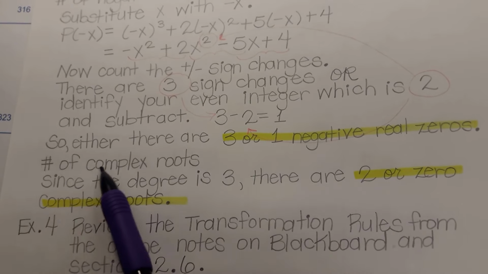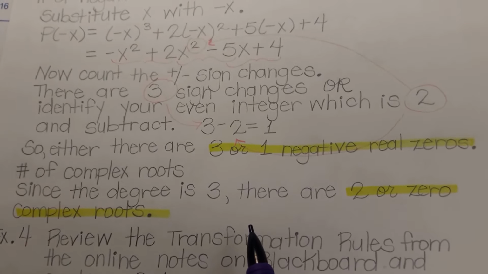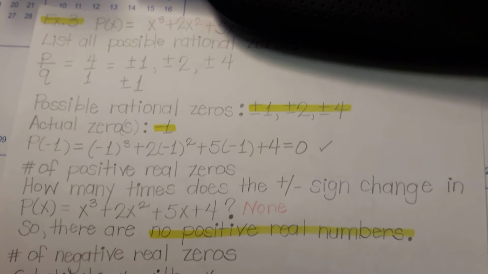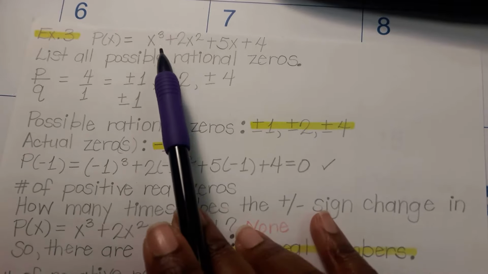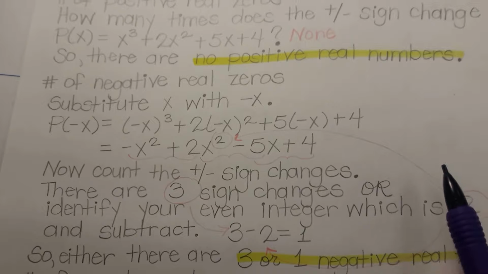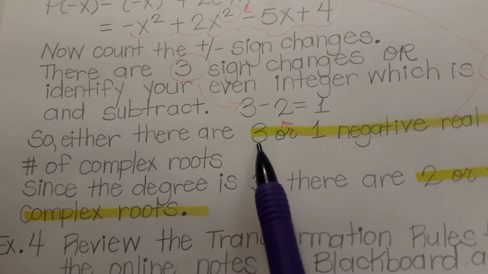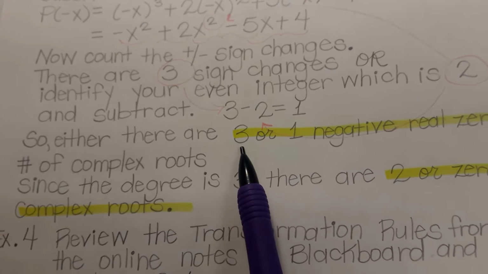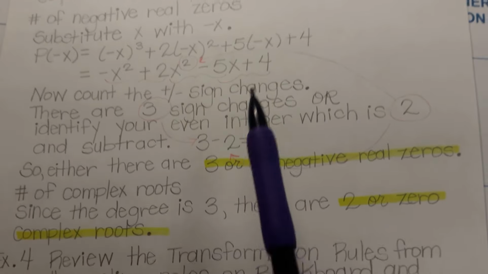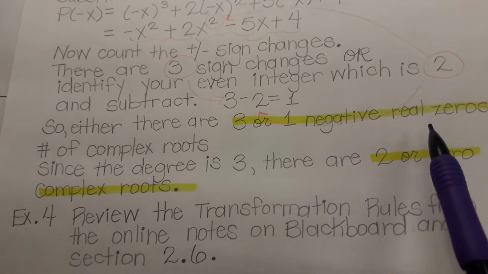Now, I want to find my number of complex roots. So right here, you have to apply your mental math skills. If I go back to my original problem, again, I know that my degree was 3. That means I should have 3 answers. Now, I already know that by looking at this answer, it can be 3 negative real zeros, or it can be 1, because I have no positives. So I can have 3 or 1 negative real numbers.